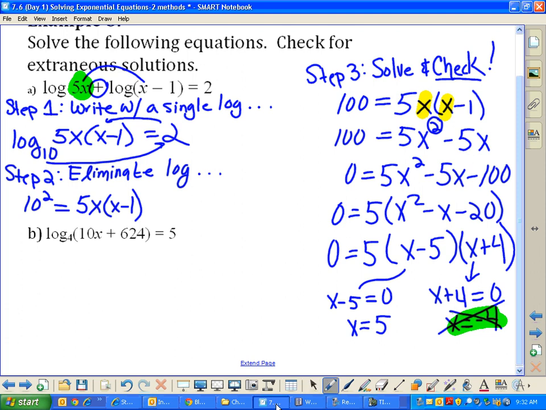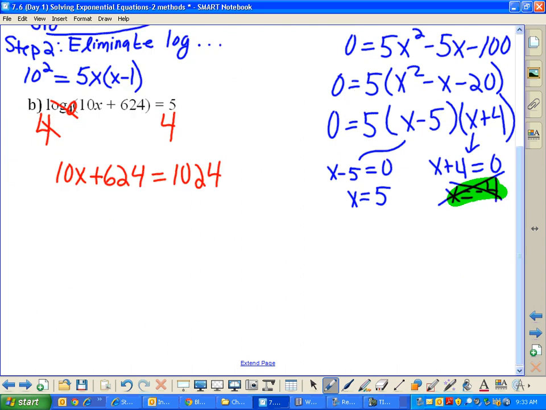In other words, this base of 4 right here, I'm going to make a big 4 on both sides of the equal sign there, essentially raising my entire problem up to, as Danny said it, make it an exponent. So this log base 4 and this 4 here kind of cancel each other off. And you get 10x plus 624 equals 4 to the 5th, which I think is about 1,024. So then we get 10x equals 400. And I'm into step 2 already. Step 3 even. I'm solving for x right now.